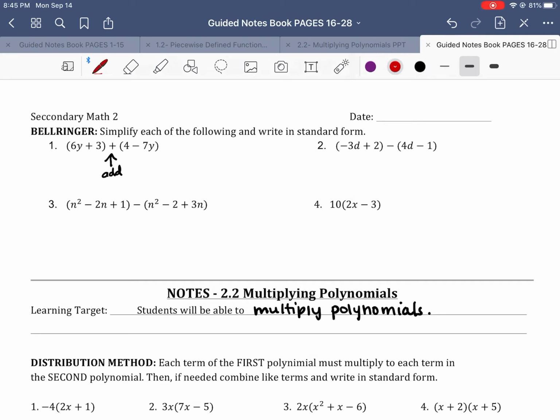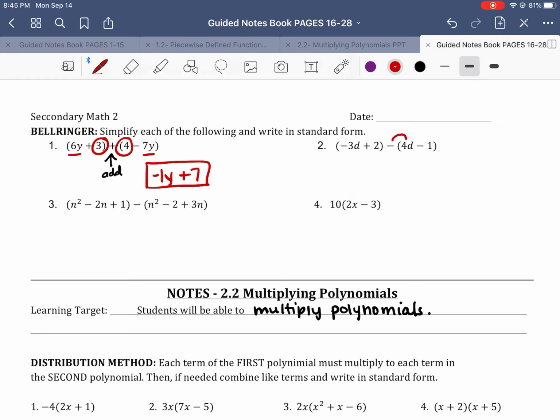So if we start to combine these, again, this is just addition, which means we find the like terms. They must have the same variable and number of variables, so variable exponent. So if we have 6y and we subtract 7y, we end up with negative 1y, or just negative y. And then we have 3 plus 4. Gives us negative 1y plus 7.